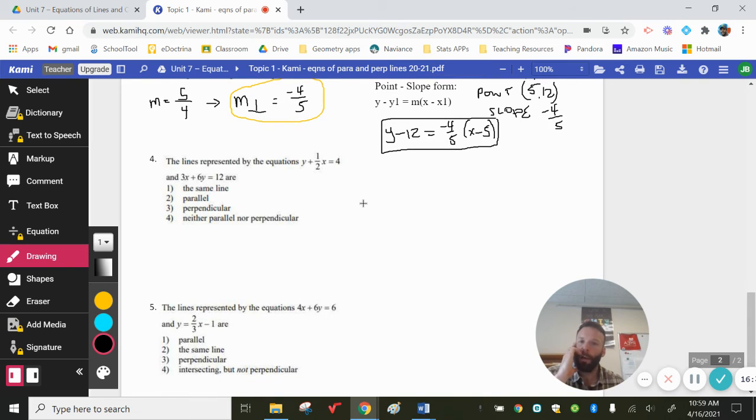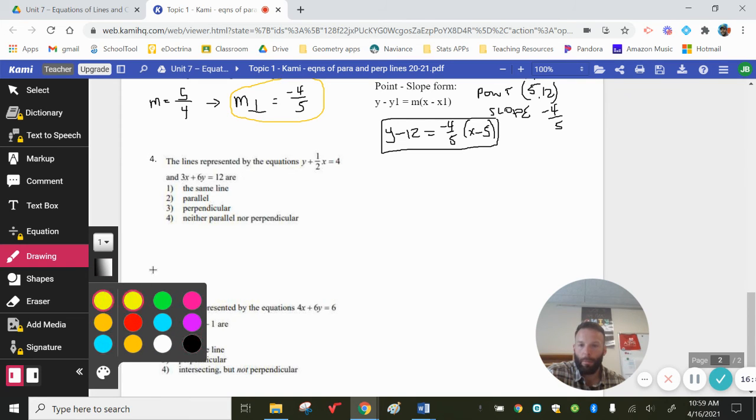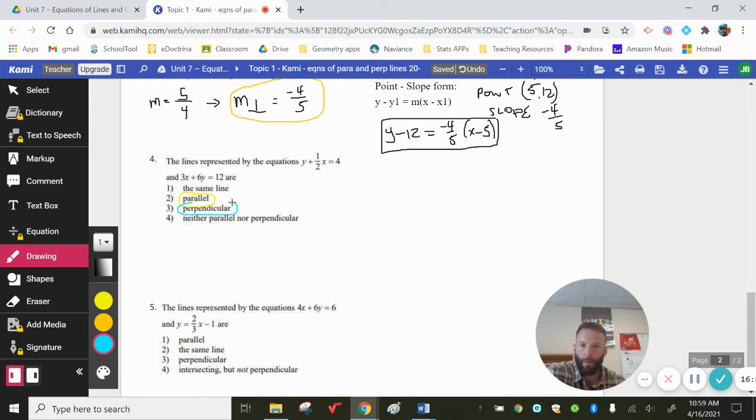Okay, how about this question right here? So now I have the lines that are represented by these equations: y plus 1/2 x equals 4, and 3x plus 6y equals 12. And again, we need to decide, are those the same line? Are those lines parallel to each other? Do they have the same slope? Are they perpendicular to each other? Do they have negative reciprocal slopes? Or are they neither of those two things, neither parallel nor perpendicular?